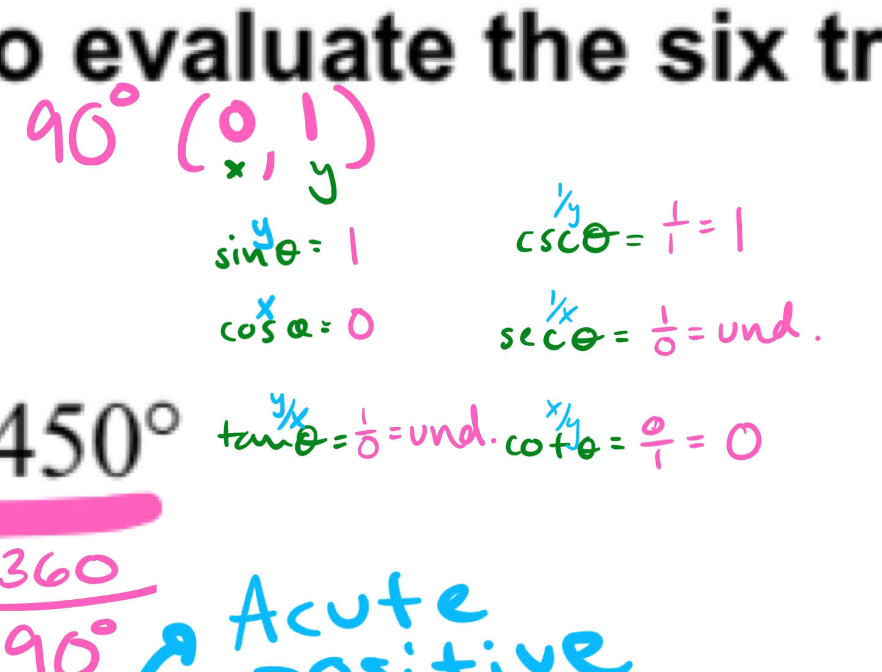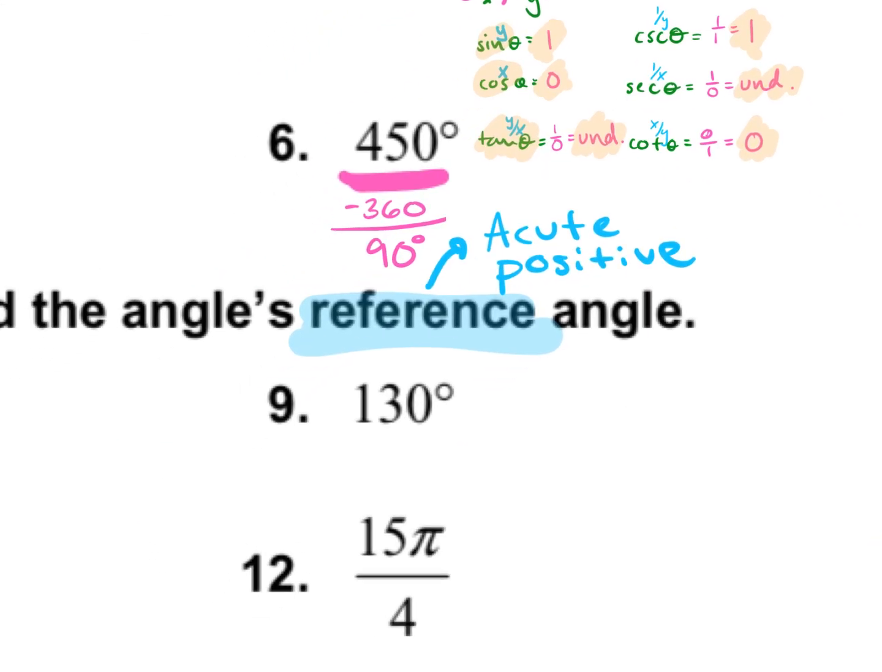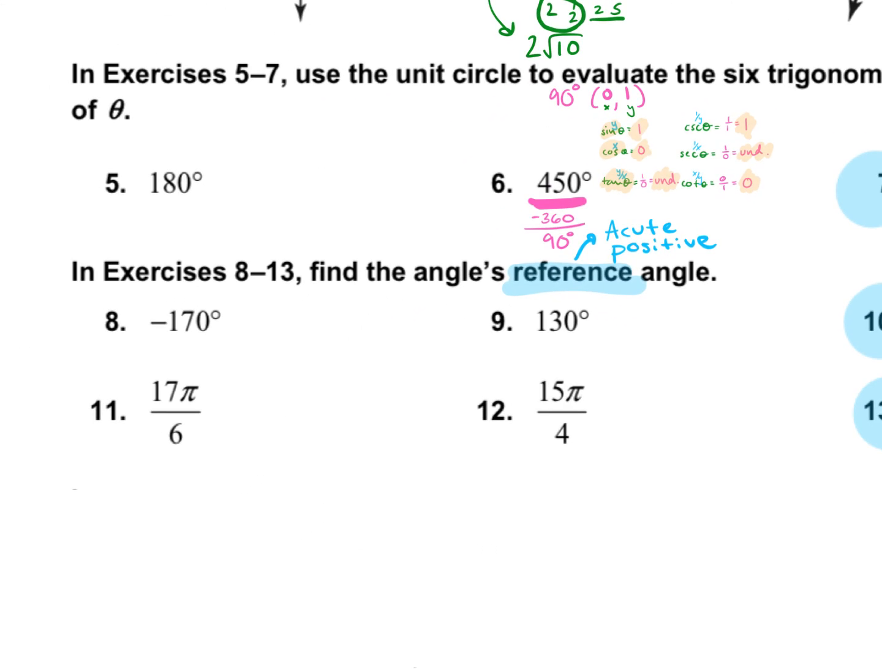Awesome. Are we going to have to memorize the y, x? You have to memorize that sine is y, cosine is x, and tangent is y over x. Gotta know these. All right, we're going to do 2 more, which is find the angle's reference angle. So we did reference angles yesterday. Our reference angles are acute and positive. So don't forget, your reference angles are acute and positive.